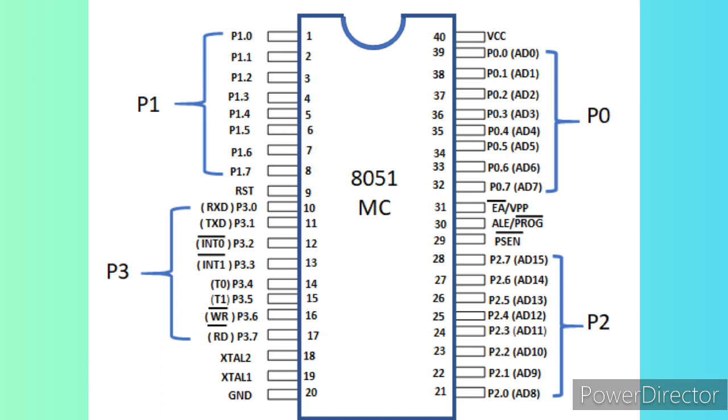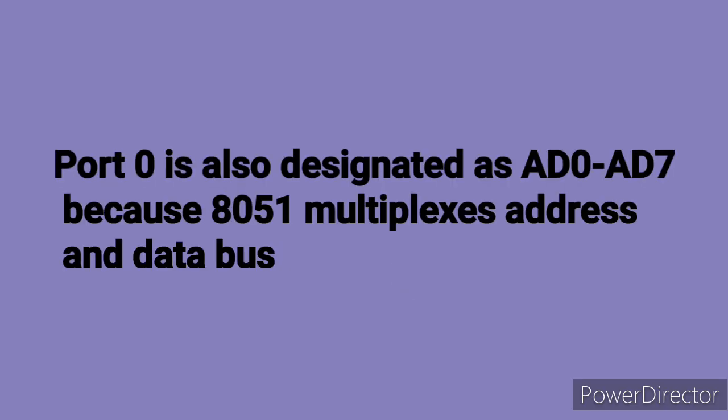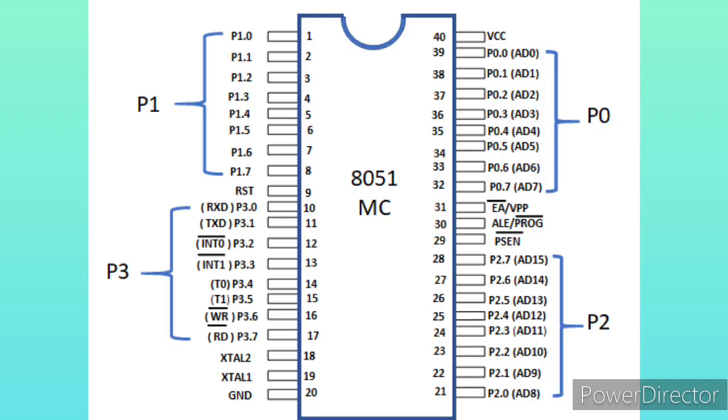Pin 32 to pin 39 are port 0 pins, also referred to as P0.0 to P0.7. They are bidirectional input-output pins. They don't have any internal pull-ups. Hence, port 0 is also designated as AD0 to AD7 because 8051 multiplexes address and data bus. Pin 40, VCC. This pin provides power supply voltage that is +5 volts to the circuit.